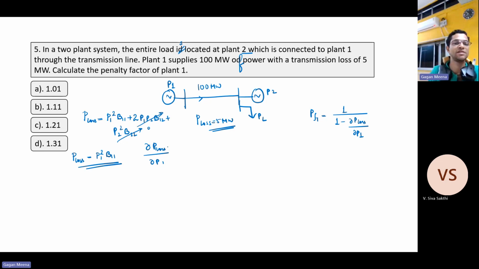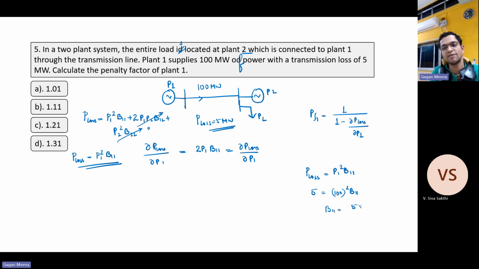So we have the loss function like this, P1 square B11. And this, the incremental loss, becomes equal to 2 P1 B11. Now we want to calculate this, but we don't know B11. We know P1 is 100, but we don't know B11. We can calculate it because we know the loss function P1 square B11, and the loss is 5 megawatt for 100 megawatt power. So we calculate B11 as 5 into 10 to the power minus 4 megawatt inverse.